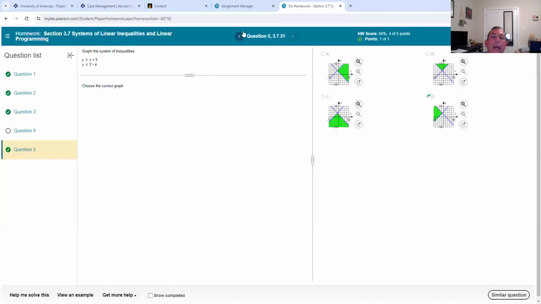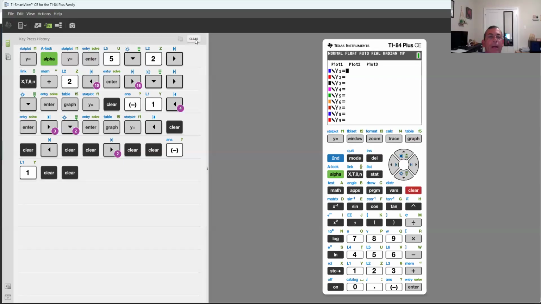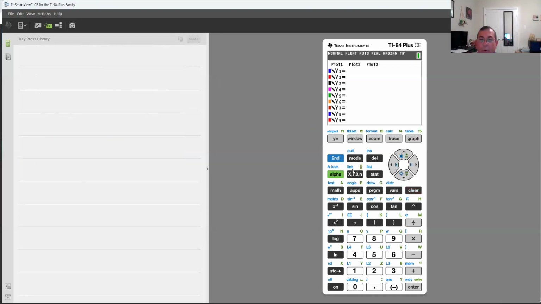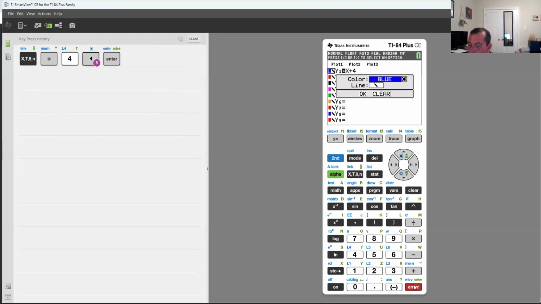So let me show you that one on the calculator. So let's go to our calculator. So y'all, let me go to Y because I'm going to clear everything out. My first equation was x plus 4. And remember, I'm going to go over here, hit enter. I'll keep it blue, but I'm going to arrow down. On the line, this one was greater than, so I'm going to arrow right. I got the greater than, arrow down and hit OK.